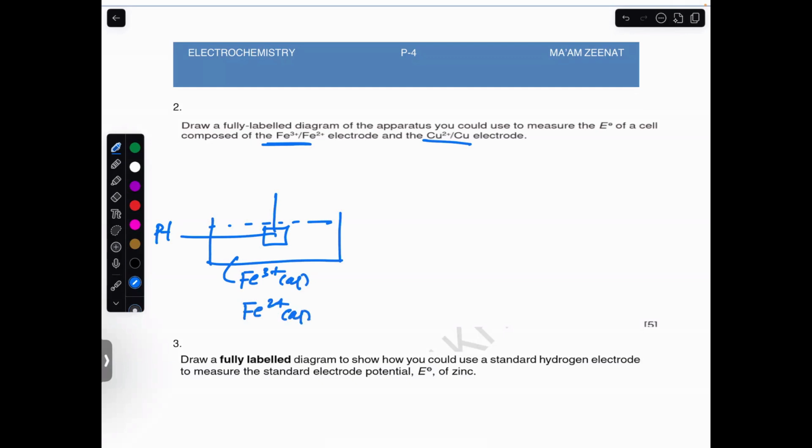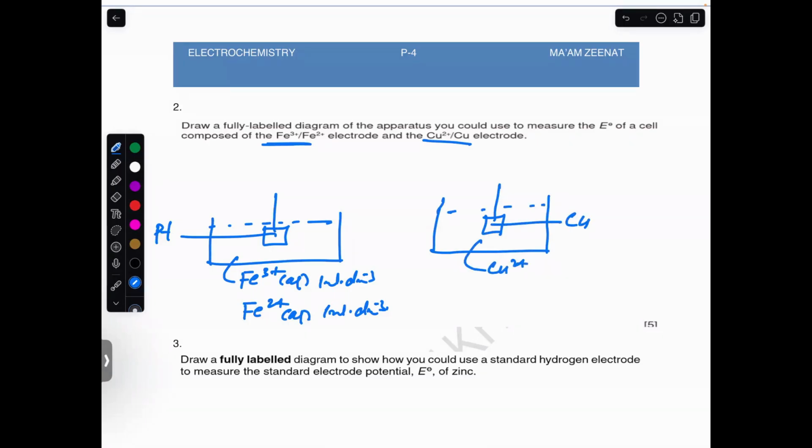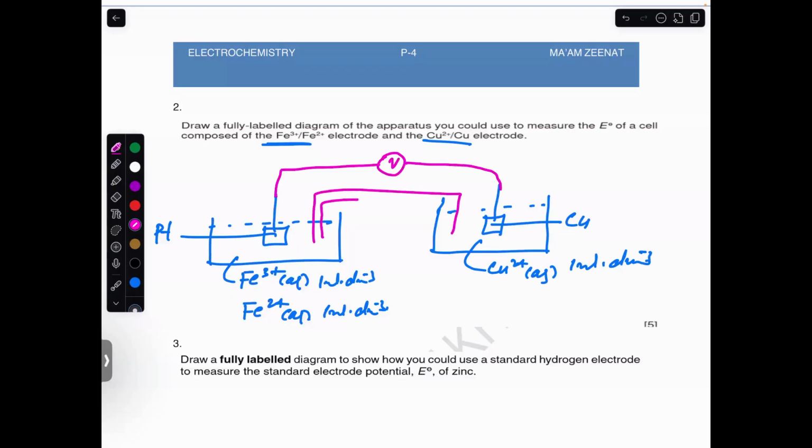Fe2+ aqueous, 1 mole per dm³. What is the other half cell? It's copper, in Cu2+ aqueous, 1 mole per dm³. And this is what? Voltmeter. And this is the salt bridge.